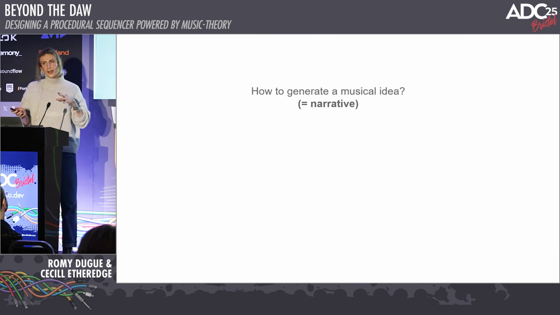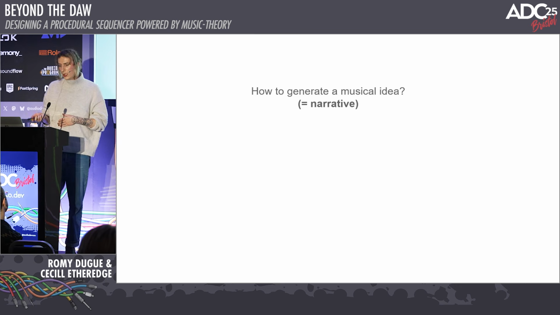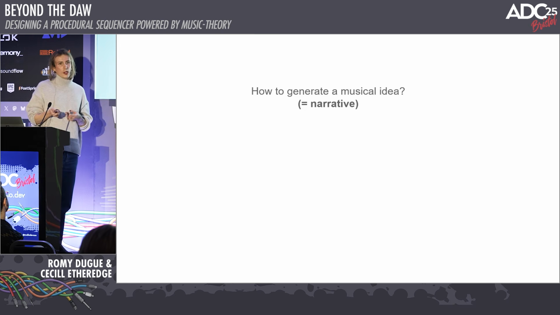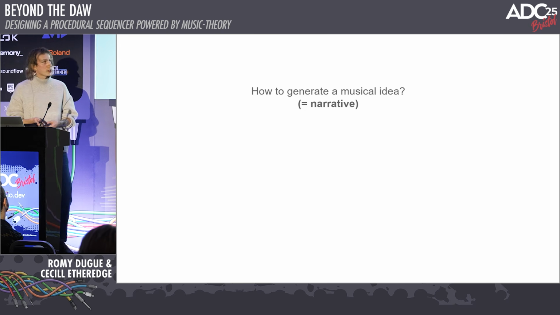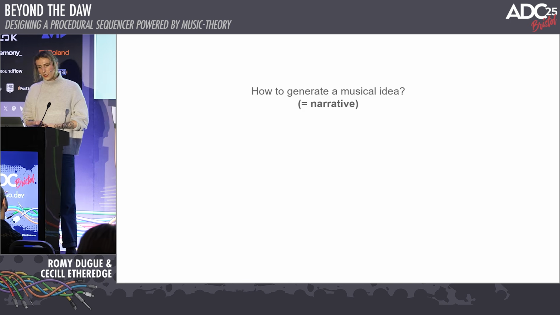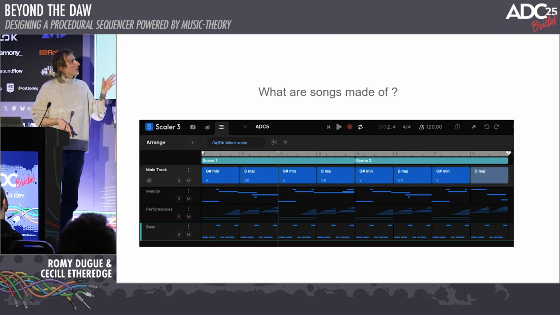So we have both ends of the spectrum. We have voicing a chord, and we have mangling an existing sequence. Now we have to find how to generate what's in the middle. So generating a musical idea, what's the narrative. And we have to ask ourselves, what are songs made of?